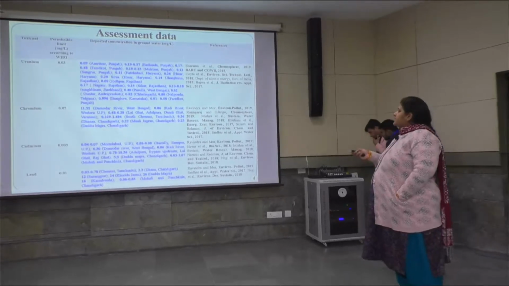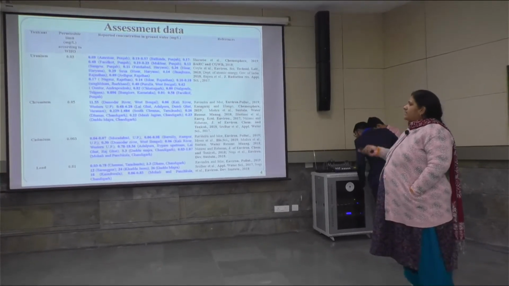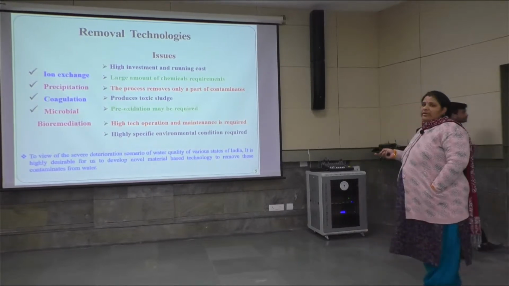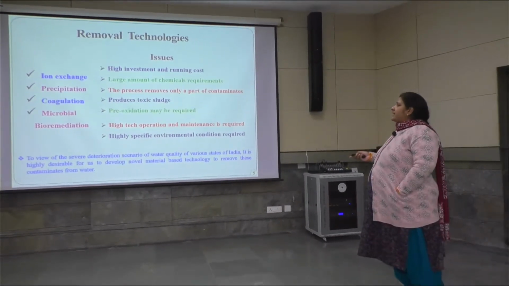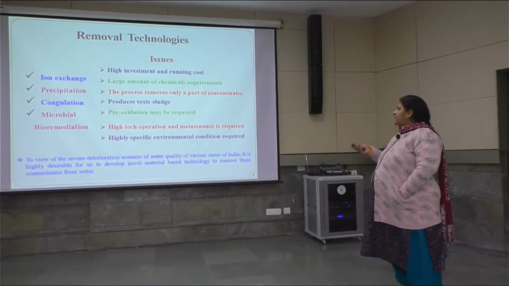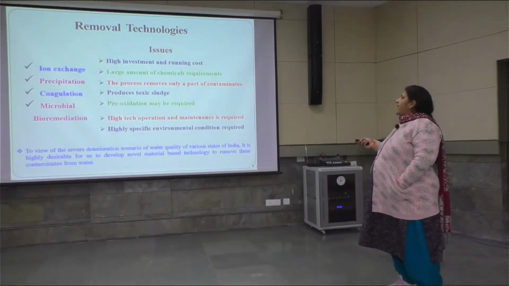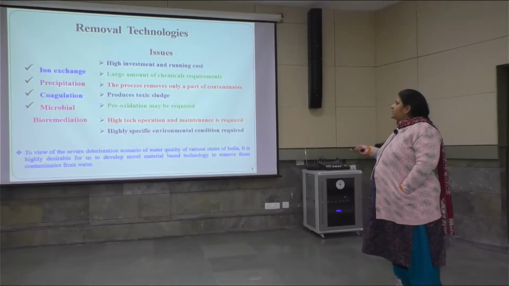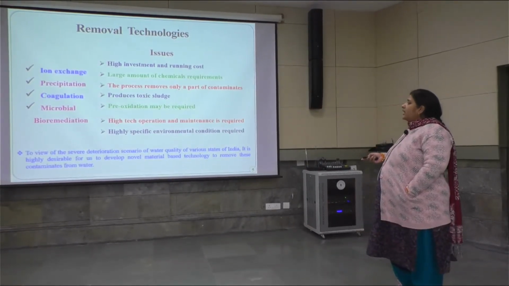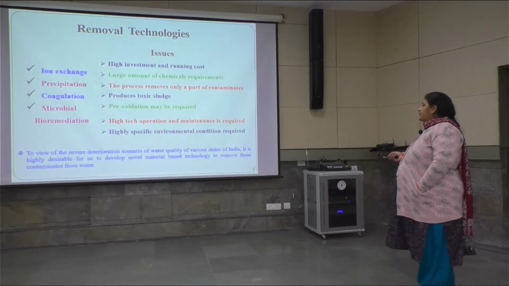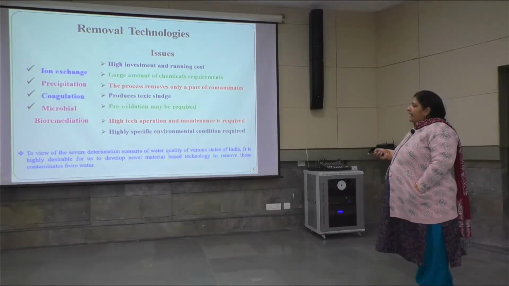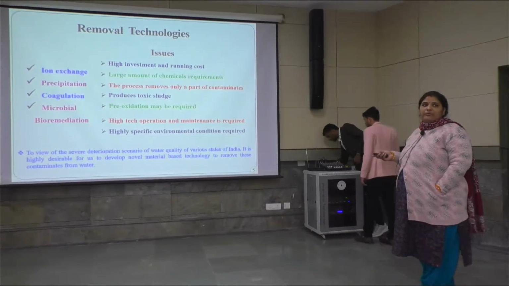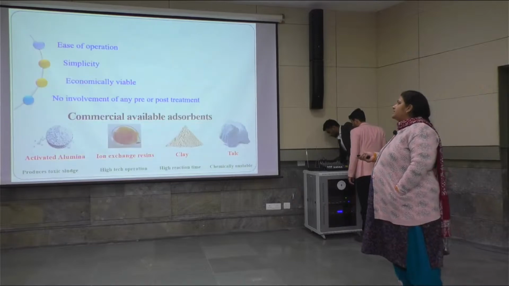This slide represents the assessment data of uranium, chromium, cadmium, and various heavy metals and radionuclide ions. In literature, there are so many removal technologies available like ion exchange, precipitation, coagulation, microbial biodegradation. But these have severe issues like high investment and running costs. Some technologies produce toxic sludge. Some technologies have high-tech operation and maintenance costs. So in view of the severe deterioration of water quality in various states of India, it is highly desirable for us to develop novel material-based technology to remove radionuclides and heavy metal ions from water.